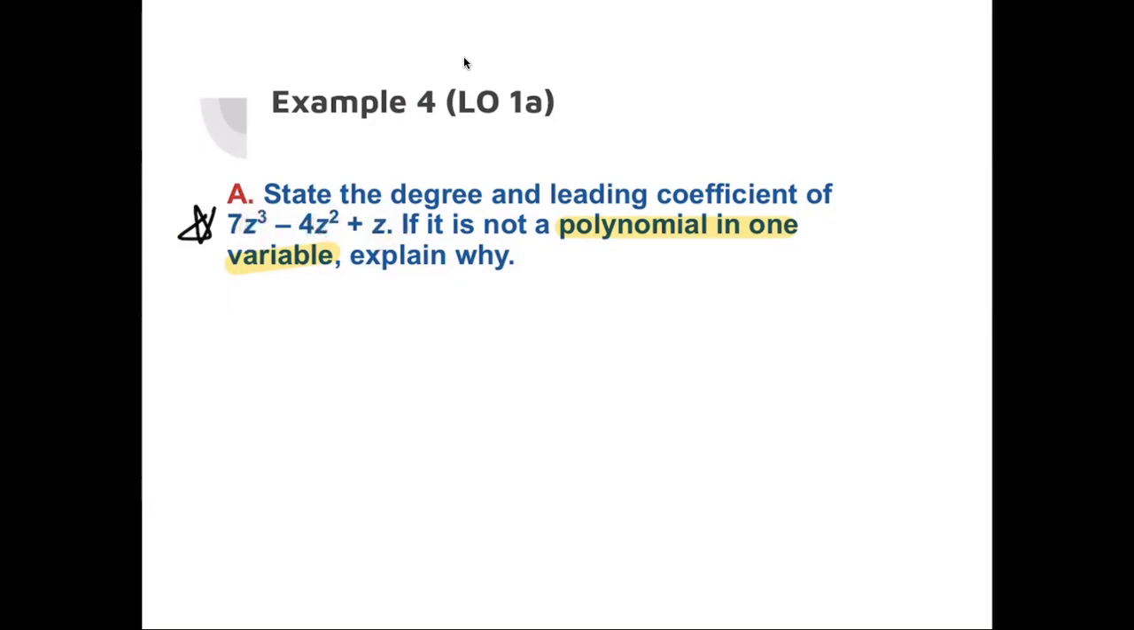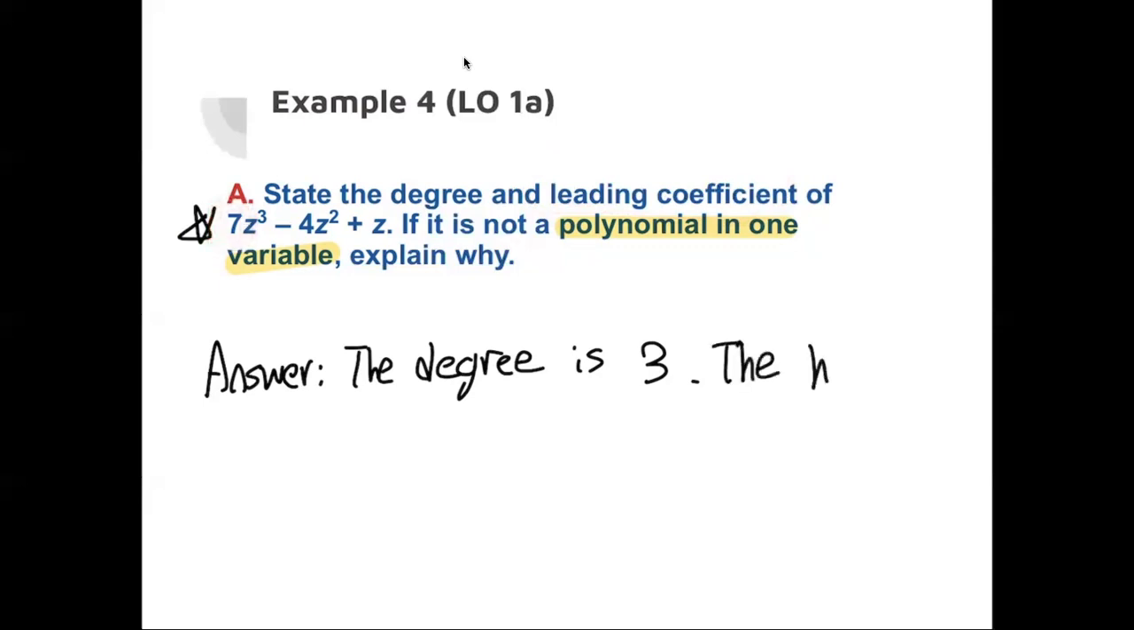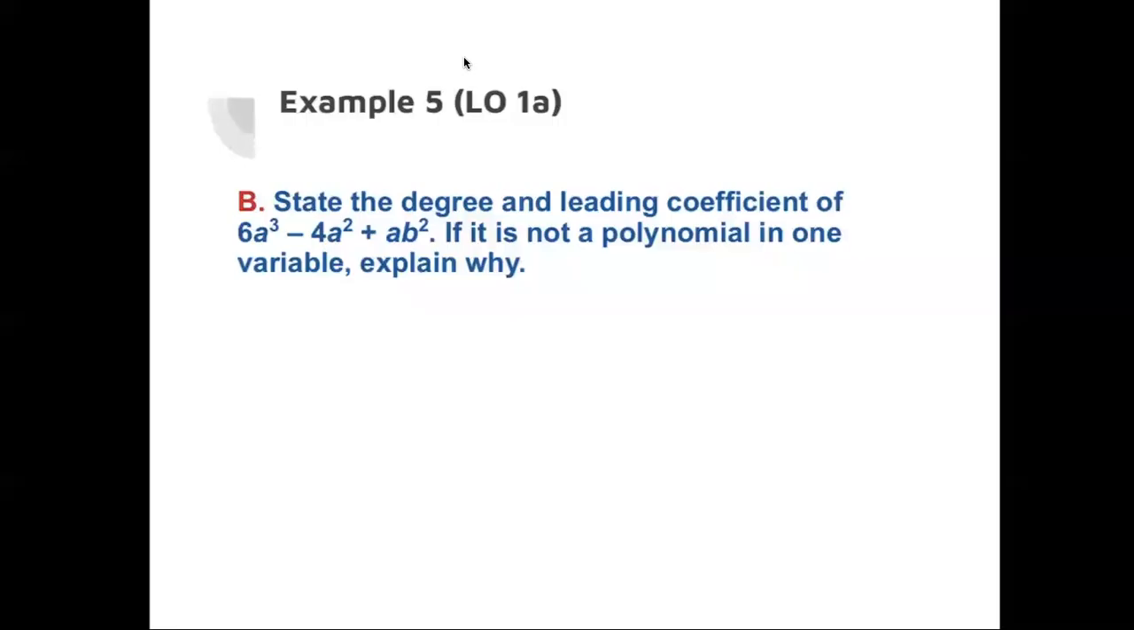What is the degree of this? What is the exponent of the first term? 3. Second term, 2. Last term, 1. What is the highest exponent? 3, right? So when we're writing the degree, we're saying that the degree is 3, right? I told you that the leading coefficient is the number attached to the highest exponent. So it would be 7, right? So the leading coefficient is 7. This would be the right answer.